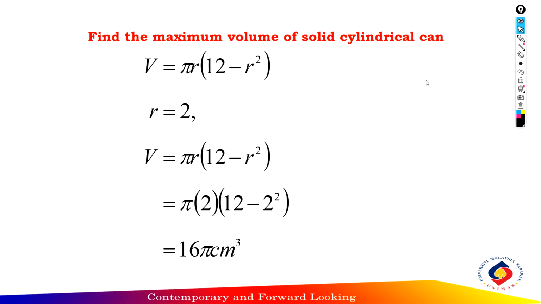Okay, and the next question, find the maximum volume of the cylinder. The volume of the cylinder equals πr times (12 minus r²), and you substitute the radius into the volume. Radius equals 2 centimeters. So π times 2 times (12 minus 4). So the volume equals 16π cm³.